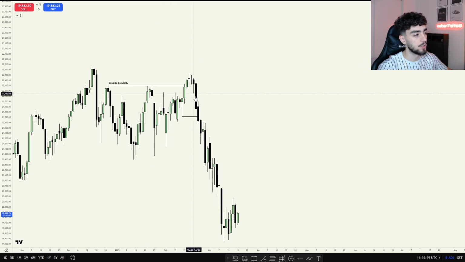You can see we have bullish structure here. Market takes out buy side. We get a liquidity market structure shift here, and the market becomes bearish.